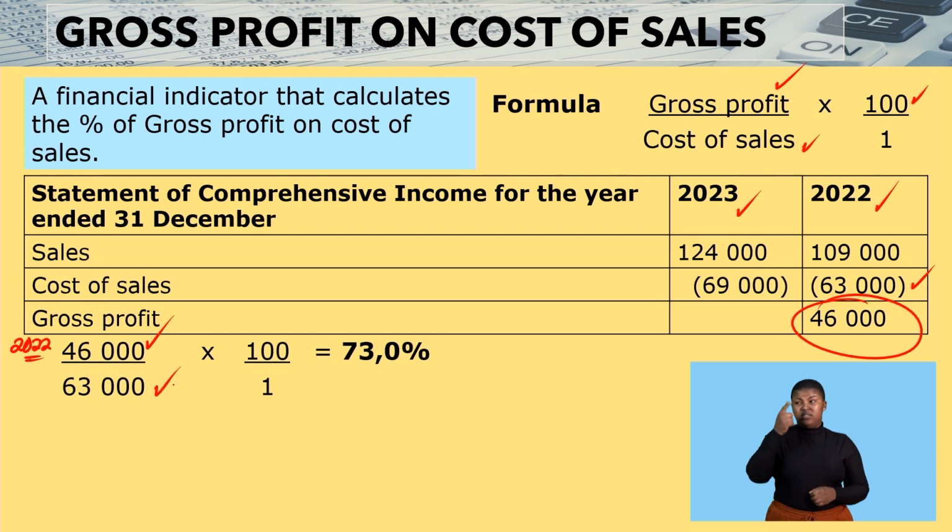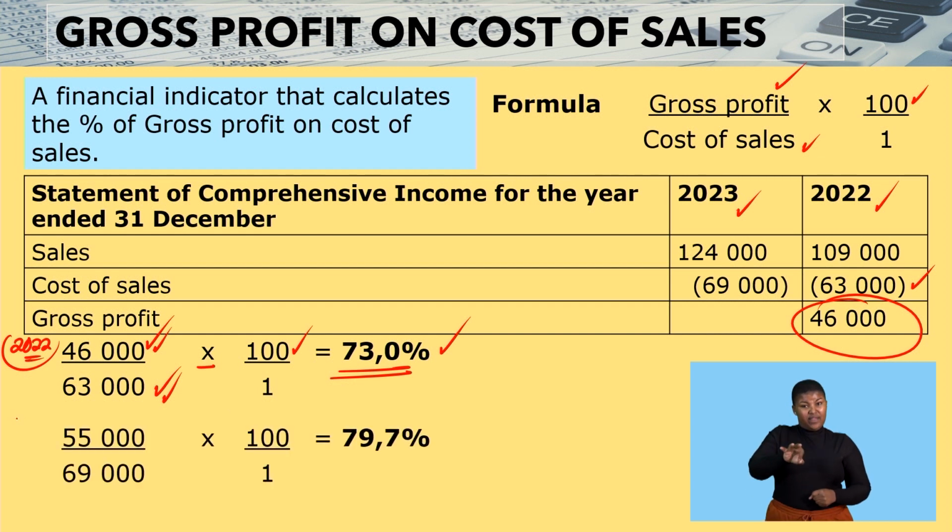So I want you to punch these figures in your calculators. You say 46,000 divided by 63,000, then you multiply by 100 over 1. You're doing this in your calculator. How much do you get? You get 73%. This is for the year 2022. You get 73%.